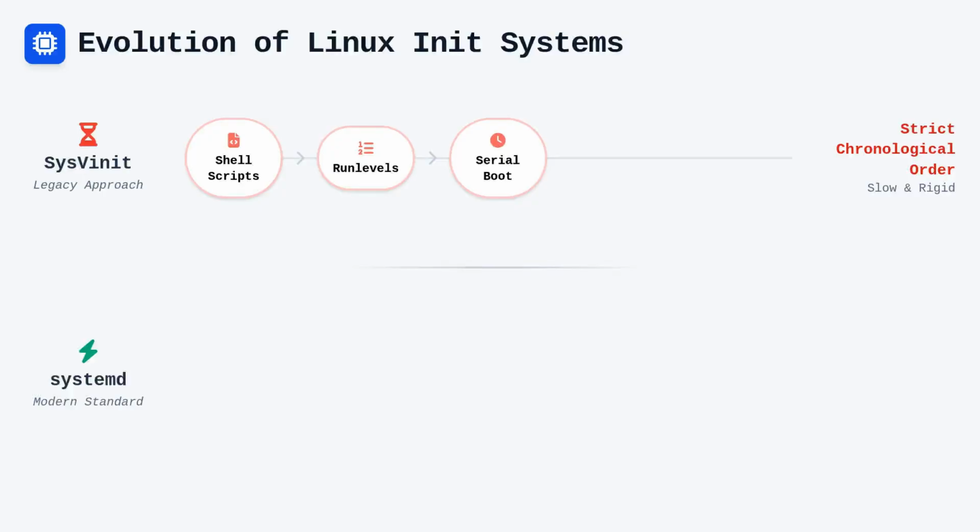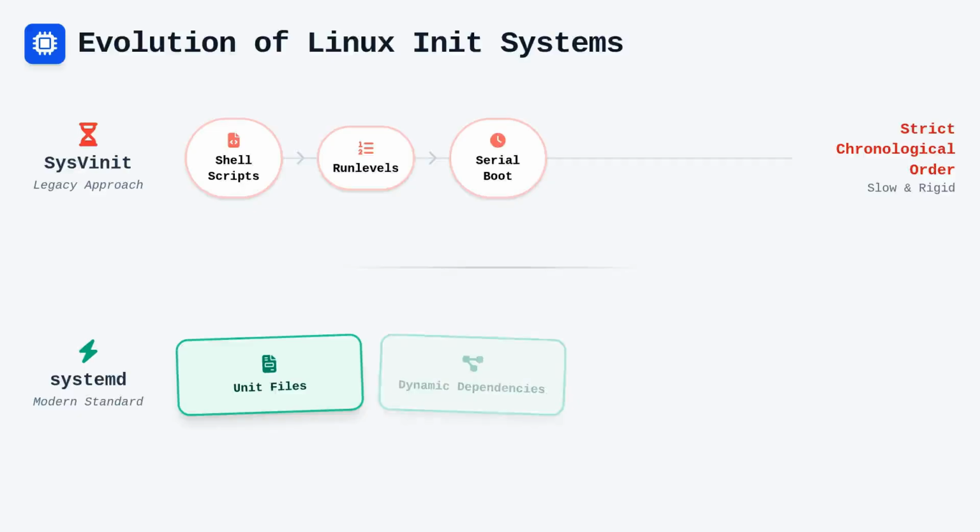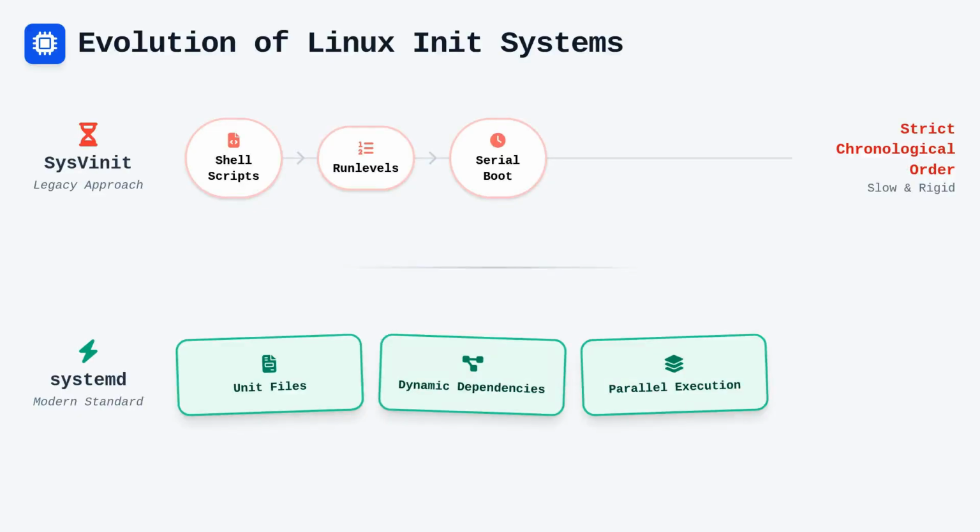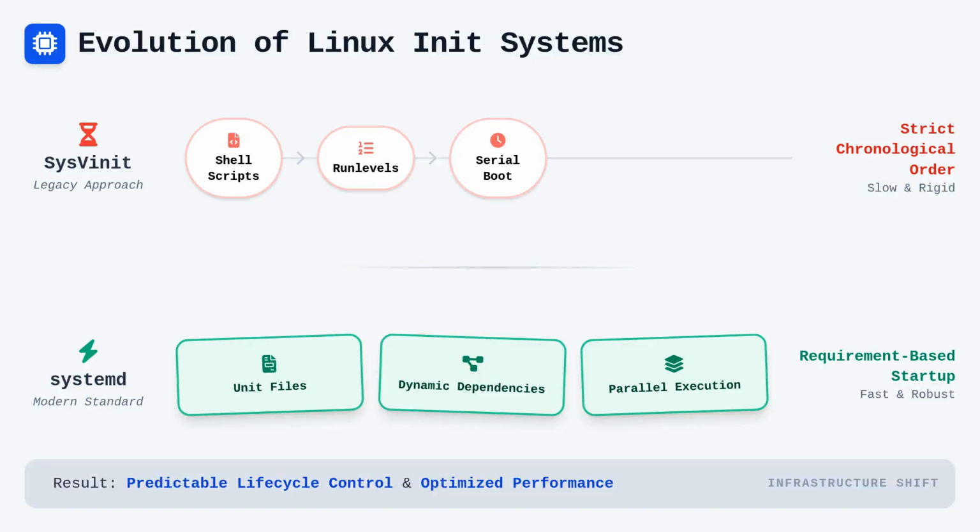Systemd, conversely, utilizes a mechanism of unit files to manage processes, or daemons, allowing for aggressive parallelization. A unit file defines exactly what a service is, how to start it, and crucially, what other services it requires to function correctly. By resolving these dependencies dynamically, systemd ensures that services start as soon as their requirements are met, rather than waiting for a rigid sequence to complete. This transition has provided administrators with a more robust and predictable method for controlling the life cycle of background tasks on their systems.